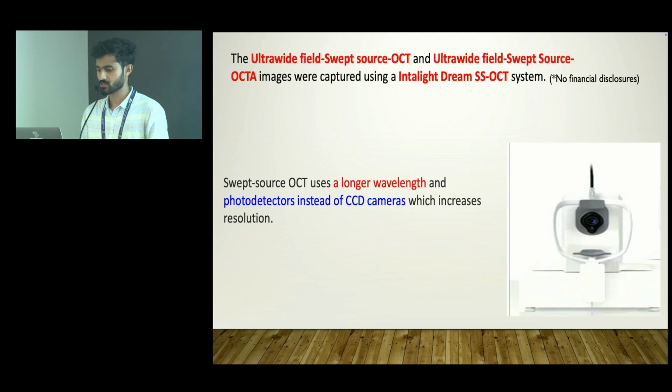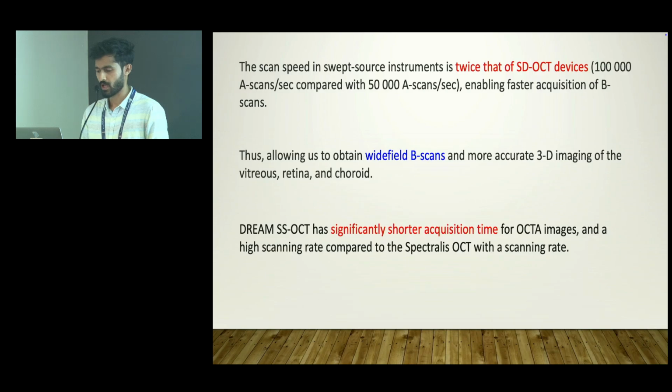Swept source OCT uses a longer wavelength and uses photodetectors instead of CCD cameras, which are used in the SD OCT, which increases resolution, and they have a higher scan speed, which is twice that of the SD OCT devices, thus allowing us to obtain wide field B scans and more accurate 3D imaging of the vitreous, retina and choroid. The DREAM SS-OCT has significantly shorter acquisition time for OCTA images and a high scanning rate compared to the Spectralis OCT.